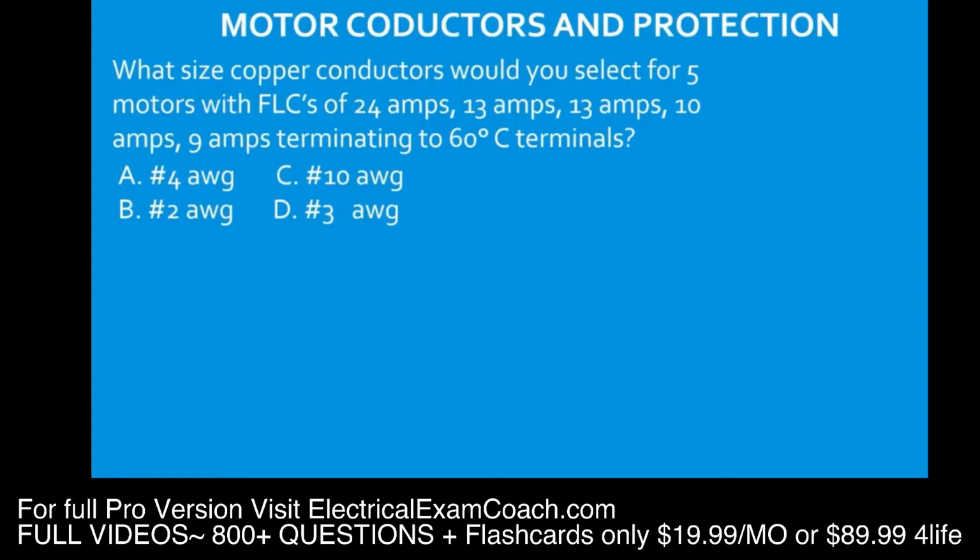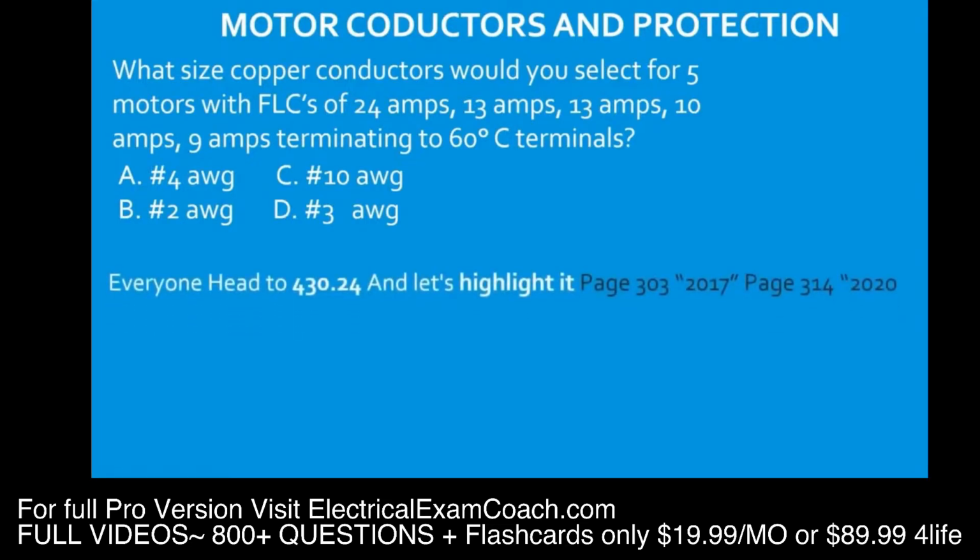What size copper conductors would you select for 5 motors with FLCs of 24 amps, 13 amps, 13 amps, 10 amps, 9 amps, terminating to 60 degree C terminals? Now this one can look like a bear at face value, but once I explain it, it's not very complicated. Everyone head to 430.24. It's on page 303 of the 2017 and on page 314 of the 2020. We're going to go there and do some strategic highlighting. Pause the video now if you need to.